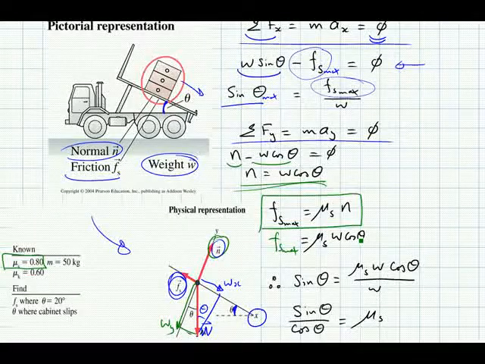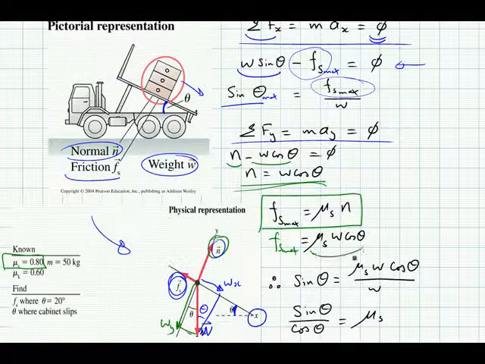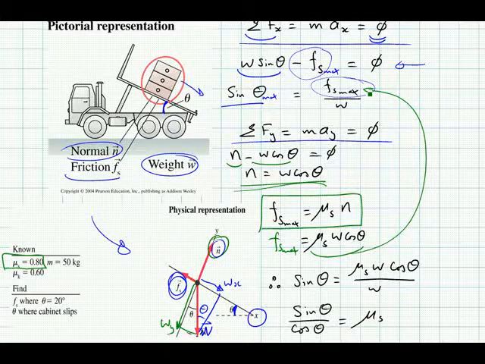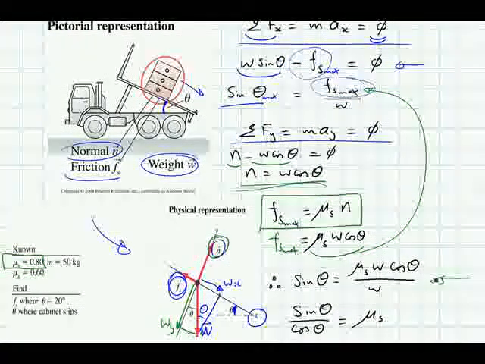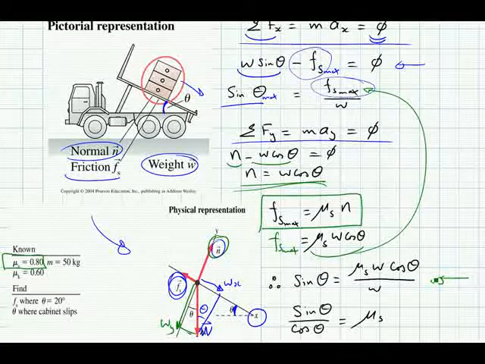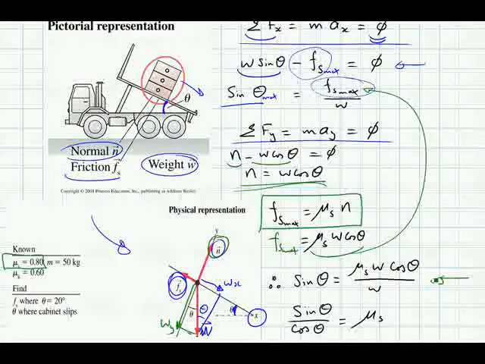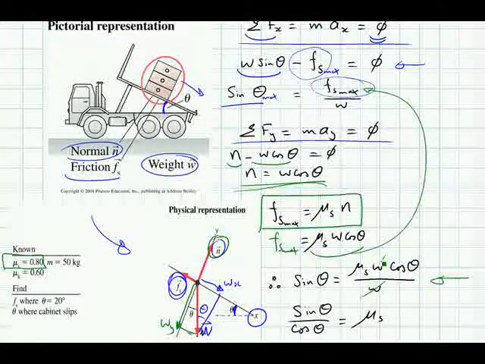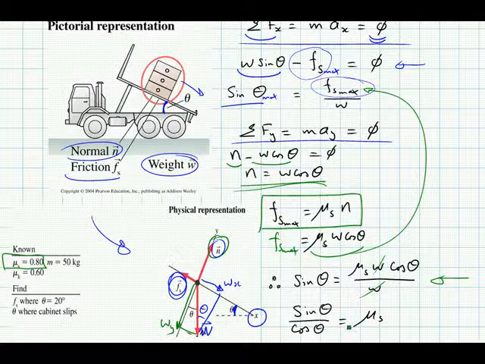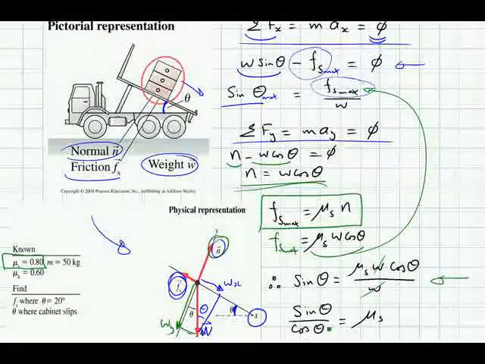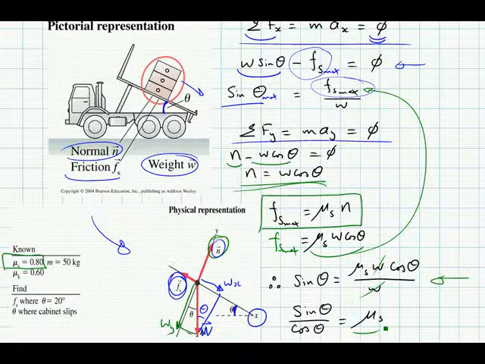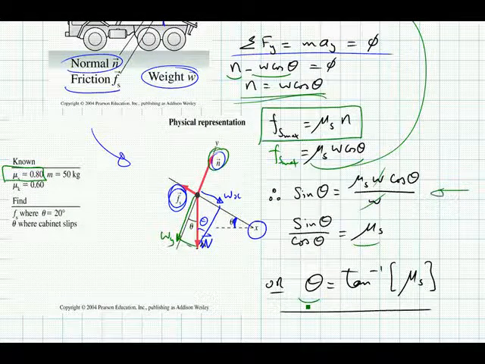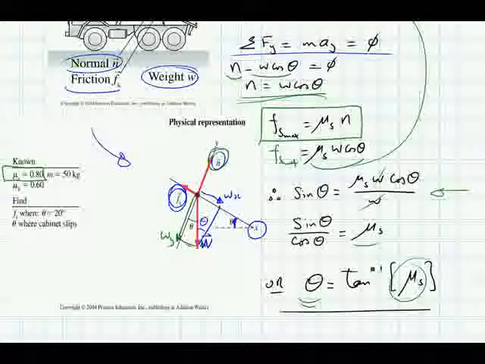Now if you go ahead and substitute this expression for Fs max in this equation, we end up with what we have down here, i.e. sine of theta is mu s W cosine theta divided by W. Notice that W is cancelled, and we end up with sine theta over cos theta, which is tan theta, equaling mu s, or in other words, theta is inverse tan of mu s.